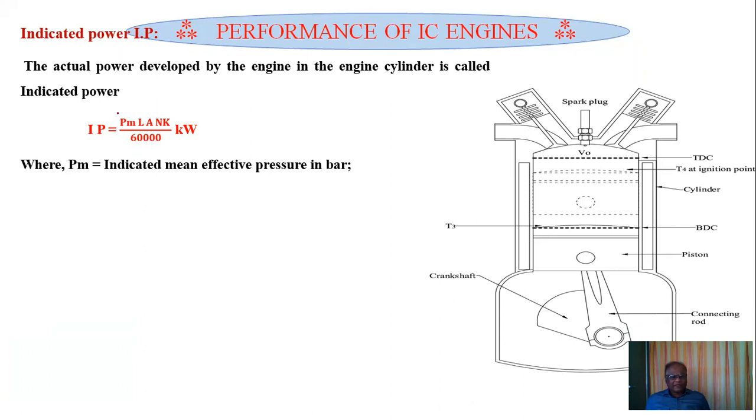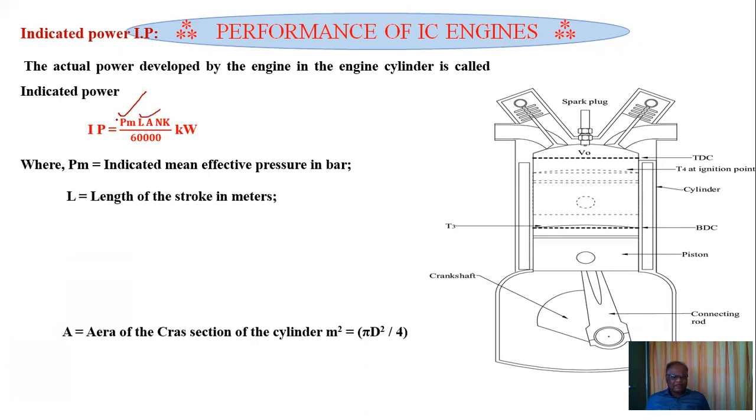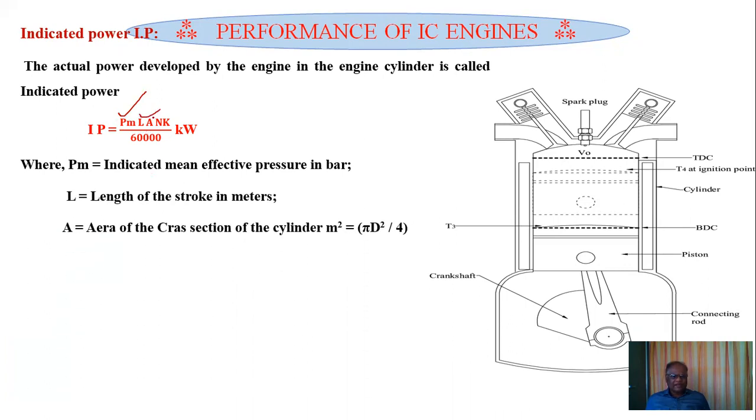See here, PM is the indicated mean effective pressure, L is the length of the stroke, A is the cross-sectional area of the cylinder, N is the speed of the engine shaft in revolutions per minute, K is the number of cylinders. And 60,000, as explained in the dynamometer video itself.